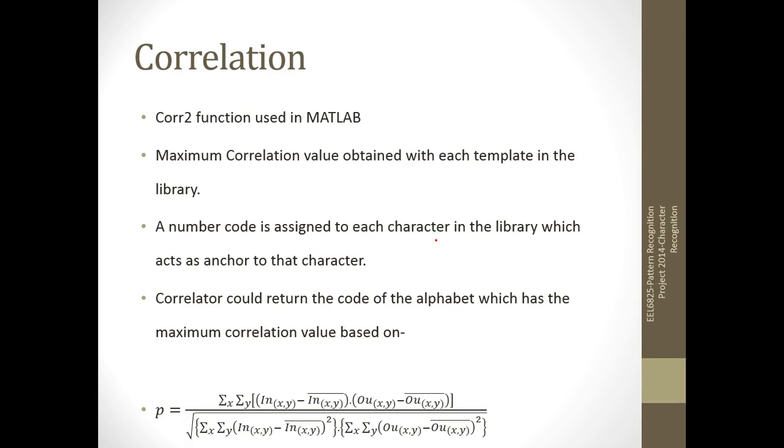Each correlation has got a correlation coefficient. The maximum correlation coefficient is the case where there is a maximum match, and that letter is taken out from the library, and then a vector is created eventually with the word and then with the sentence, and then finally it is dumped onto a text file. So the correlation coefficient which is used in our algorithm is this one.